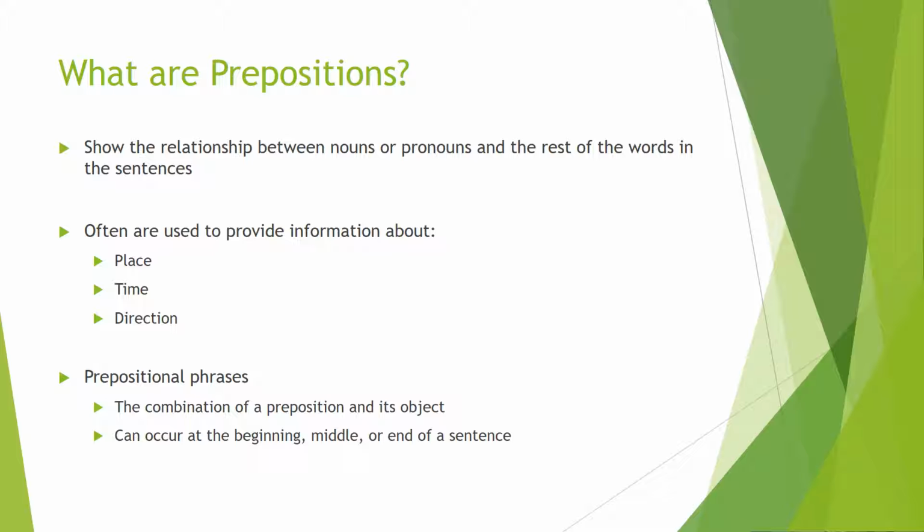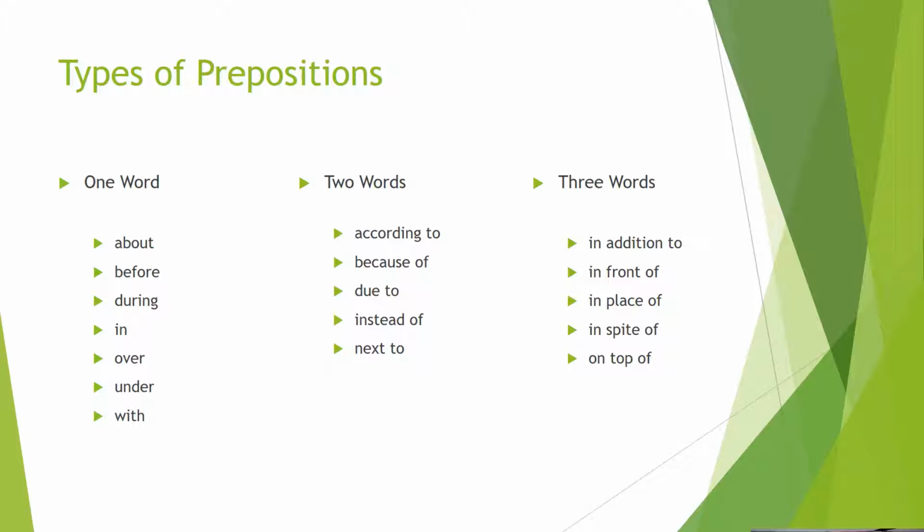Prepositional phrases can occur at the beginning, middle, or end of a sentence. Prepositions can be 1, 2, or 3 words. Although it does not encompass all of the one-word prepositions, many of the one-word prepositions can be thought of as answering the question, where can the mouse go? It can go over the countertop or under the chair.